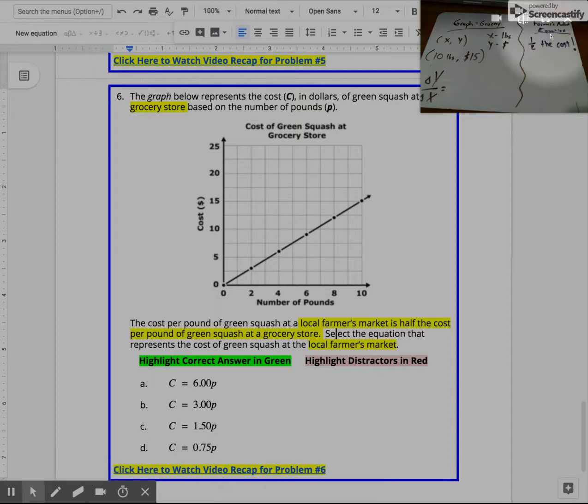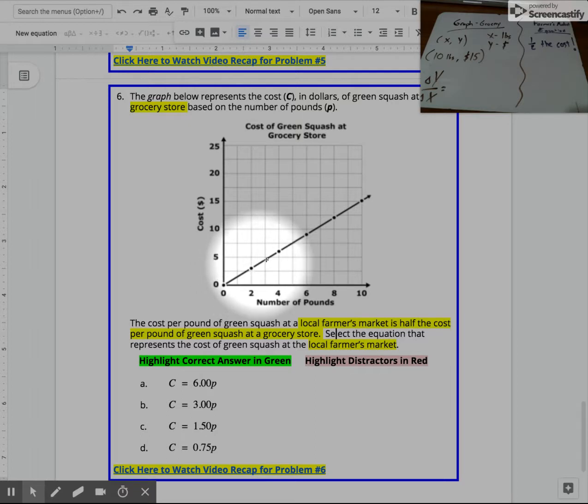The important thing to see as we highlight up here is for the farmer's market, it's going to be half the cost as it is at the grocery store. And our equation has to relate to the farmer's market. So first thing we need to do is use the graph for the grocery store to find their unit rate.